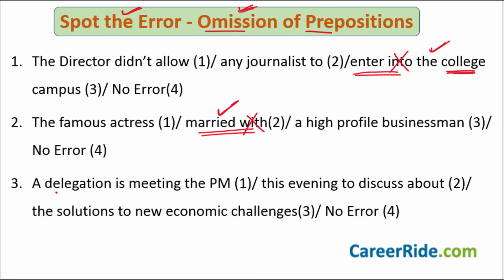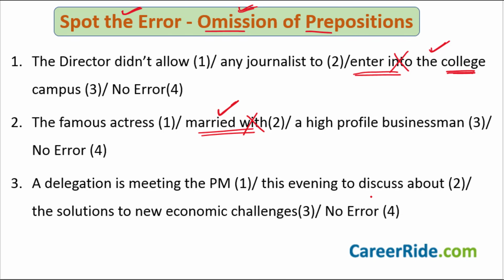Let's go to the third sentence. A delegation is meeting the PM this evening to discuss about the solutions to new economic challenges. Let's read the sentence again. You can read it for yourself. A delegation is meeting the PM. No mistake here. This evening to discuss about the solutions to new economic challenges. And the fourth part says no error.